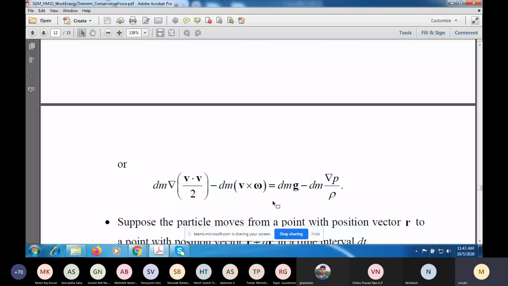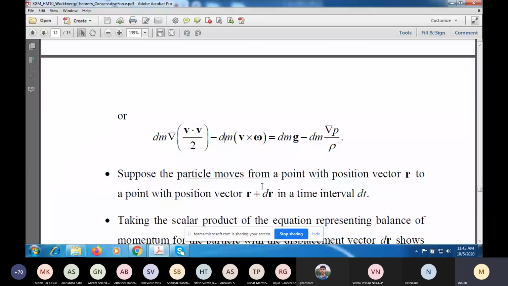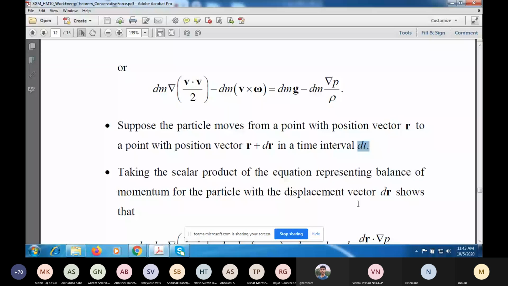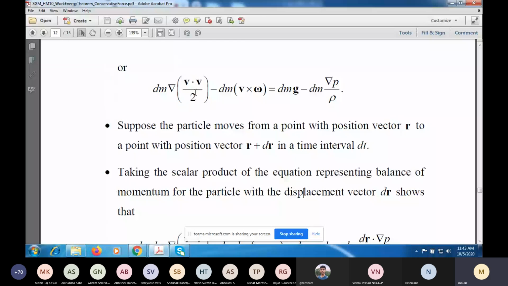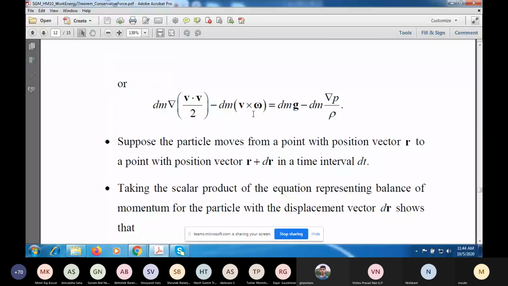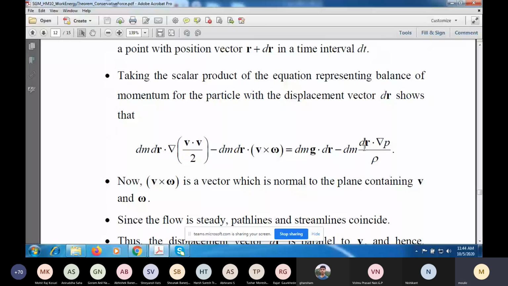Now using this you can find the work done. So suppose the particle moves from a point with position vector r to a point with position vector r plus dr in a time interval dt. Okay. Then to get the work done, what you have to do is take this vector equation representing Newton's law for the particle at time t and take the scalar product with the displacement vector dr. Okay. So then you will have a similar equation, but this was a vector, now this is a scalar, dr dot grad. This was a vector, middle term, it is a scalar. All of them are scalars. And dm is a constant, so if you wish, you can drop it from the equation because each term has dm, but to give a physical feel that this is the equation which shows the balance between the energy of the particle and the work done by the forces, I have kept the dm. Okay.